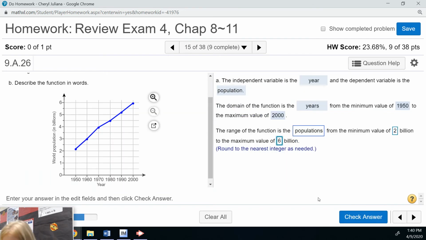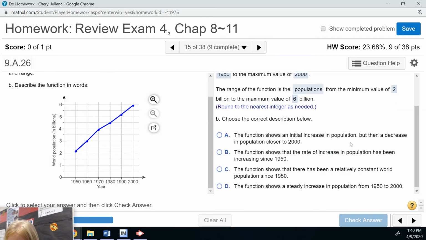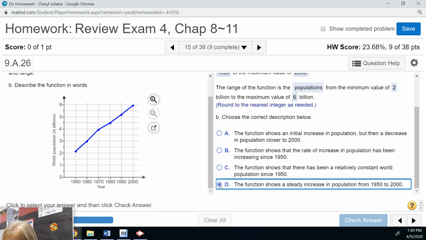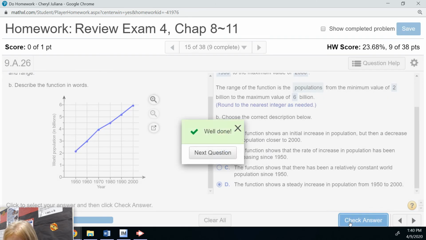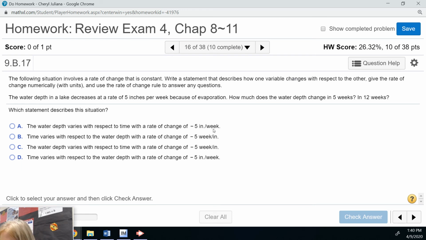Silly thing that I had to use the palette once, and it keeps throwing it in my way. All right, choose the correct description below. So we're seeing a pretty steady increase, aren't we, if we start at the year 1950 and then head up to the year 2000. With that steady increase, it shows a steady increase in the population from the years 1950 to 2000, is what I'm guessing it is. Yep, all right.